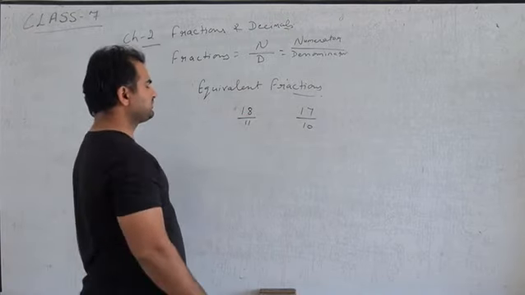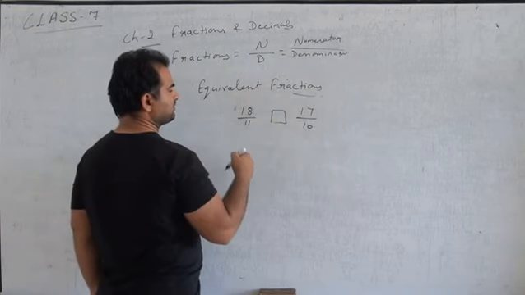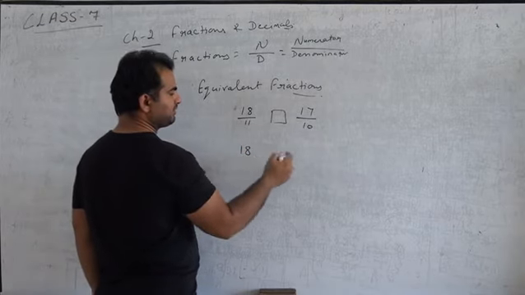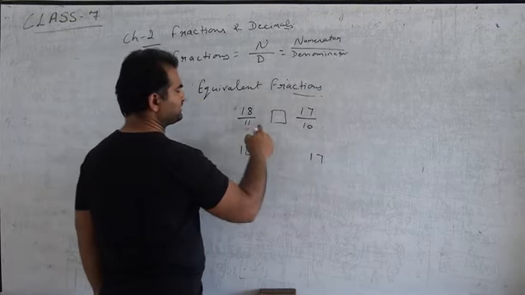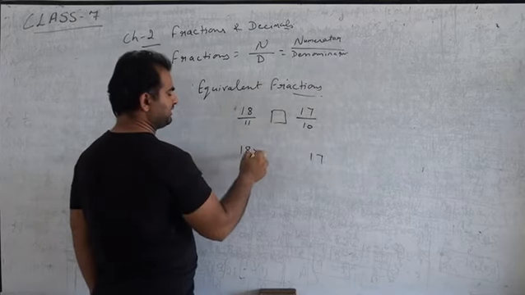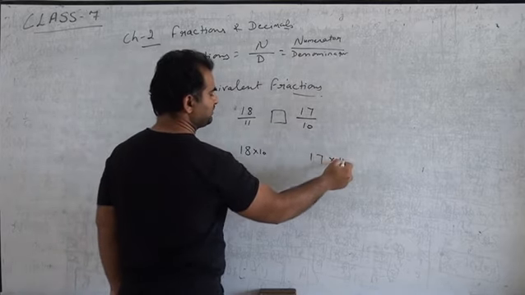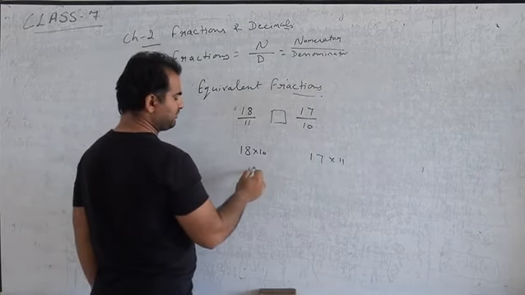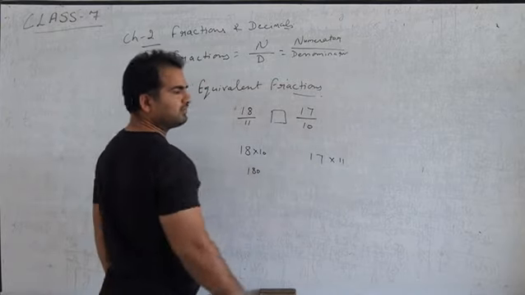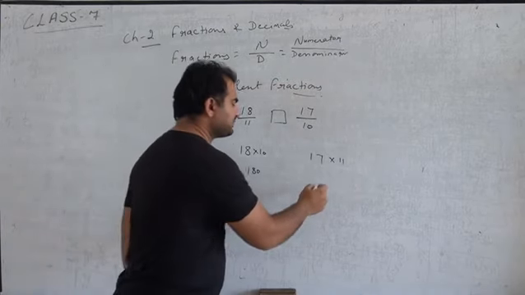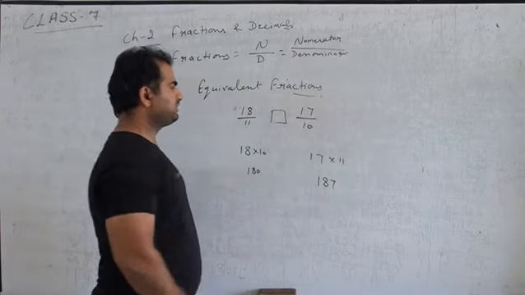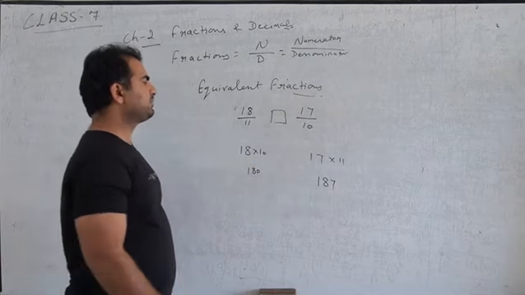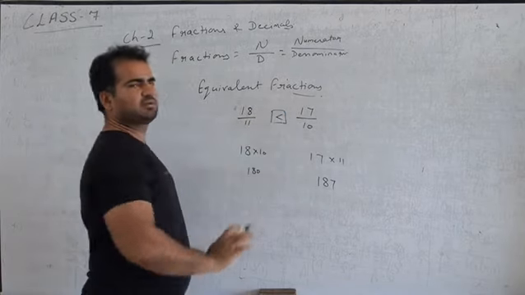So what we have to do is just cross multiply them. Let the numerator be here and cross multiply this 11 by this and 10 by this. It will be 18 into 10 and 17 into 11. What is 18 into 10? 180. And 17 into 11 will be 187. So which one is bigger? 187. So this 17 upon 10 will be bigger. Okay.